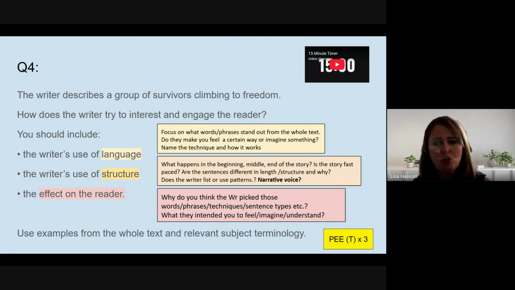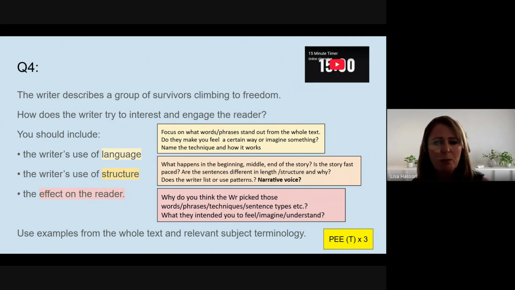How does the writer try to interest and engage the reader? So notice that's actually quite loose, it's quite open. You can choose anything really that's interested you and engaged you as a reader as you're reading through this text. And it is about the entire text. You don't have an extract here that you need to focus on. So a little bit of work there to do this.